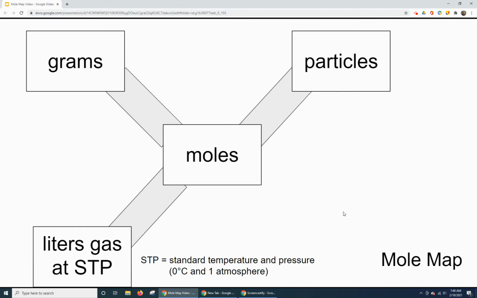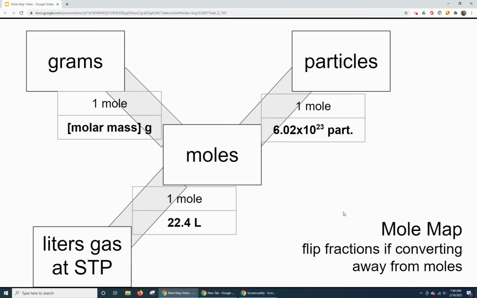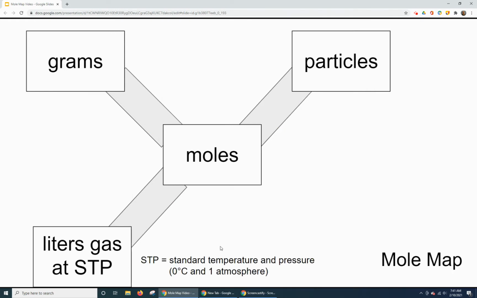So we know the conversion factor between grams and moles is molar mass. We know that between particles and moles, we use Avogadro's number. And between liters of gas at STP and moles, we're going to use the number 22.4 liters. That 22.4 liter number is specific because that number is the volume of 1 mole of gas at STP. And STP, if you can see at the bottom of the screen here, stands for standard temperature and pressure. It's a particular temperature and pressure. So 0 degrees C and 1 atmosphere. That's the temperature and pressure where 1 mole is 22.4 liters.